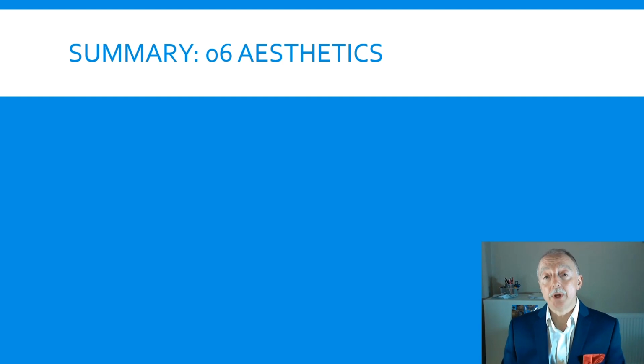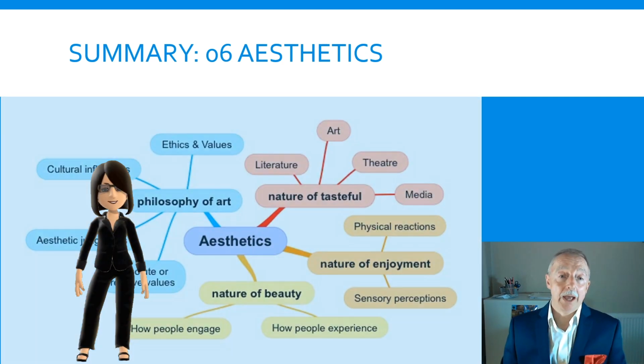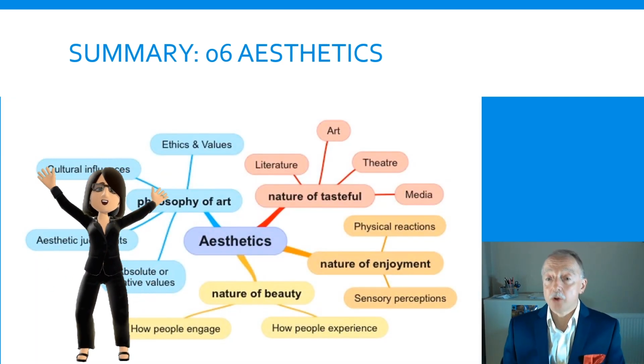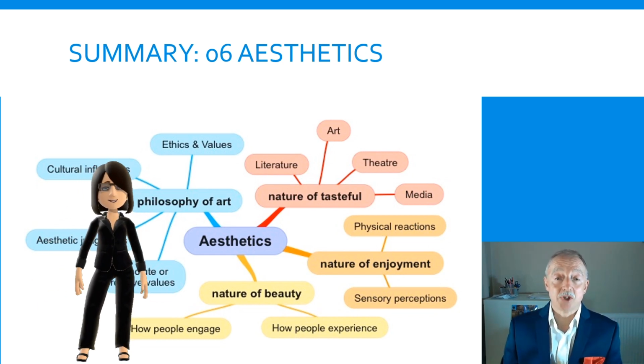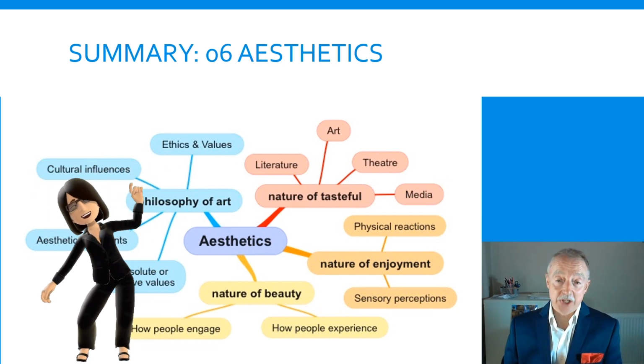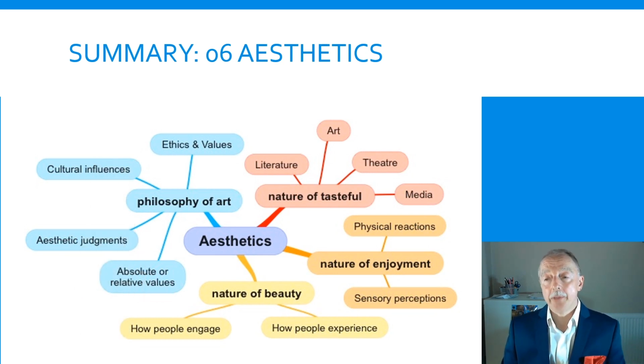So we come then to a very quick summary of aesthetics. And essentially we're looking at four elements at best. We're looking at the nature of what is tasteful, the nature of enjoyment, and the nature of beauty. And in analysing those, we finally rest with the philosophy of art overall, which helps you to better encompass ethics and values, looks at cultural influences, aesthetic judgments, and deals with the very tricky issue of absolute or relative values. Now, if you can nail all of that, well, you've certainly got to grips with aesthetics.